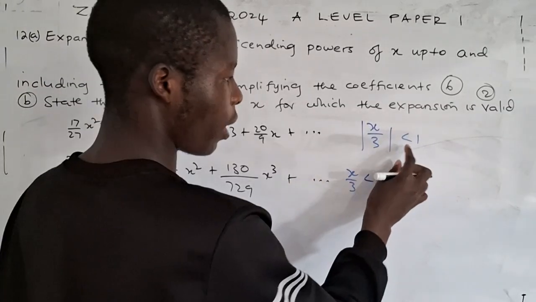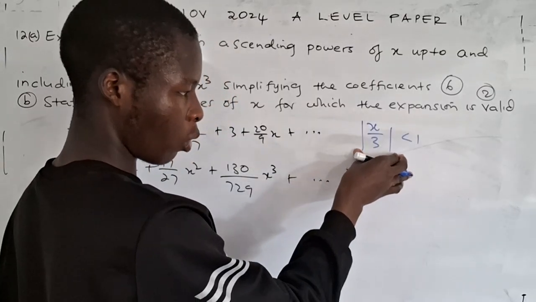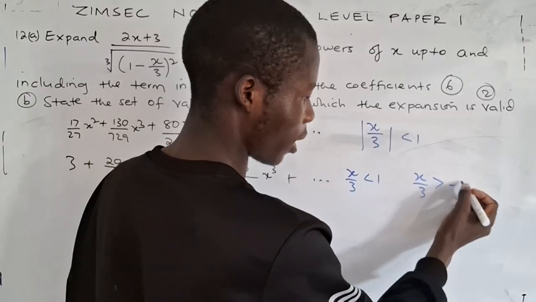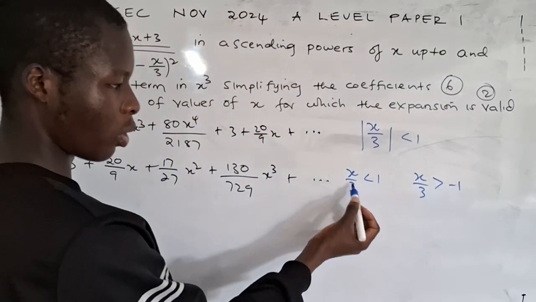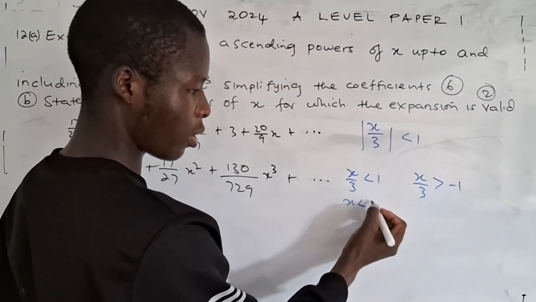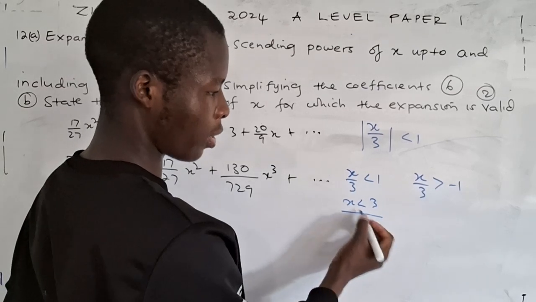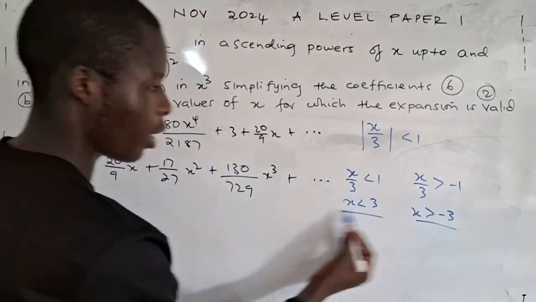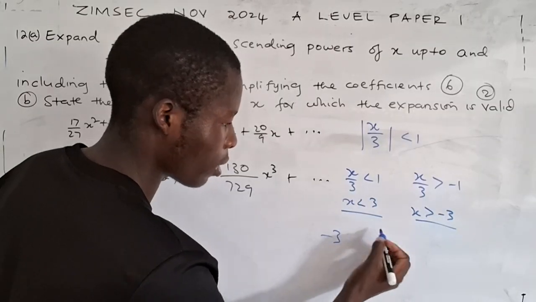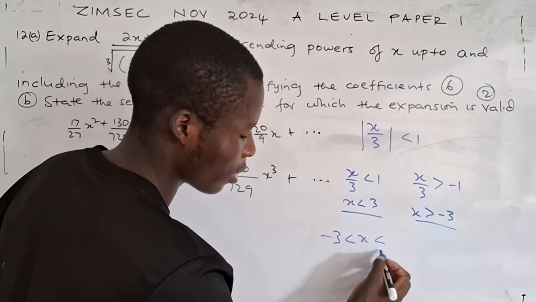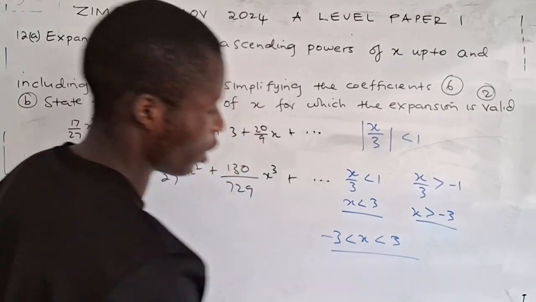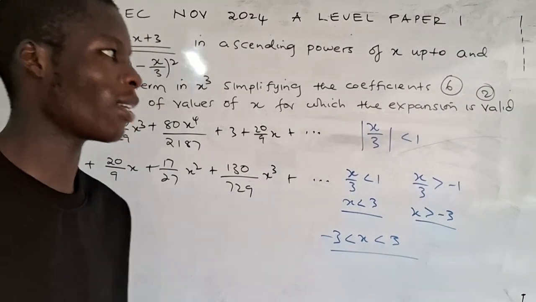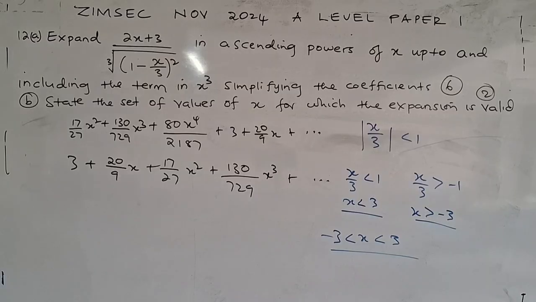Then you solve. Here, the modular sign is on one side, so you can take this again. x by 3 is greater than negative 1. Okay, so here x is less than 3, you take this 3 to this side. Here, x is greater than minus 3. Okay, and if you combine these two, it means minus 3 is less than x is less than 3. Okay, so the expansion is valid within this range.